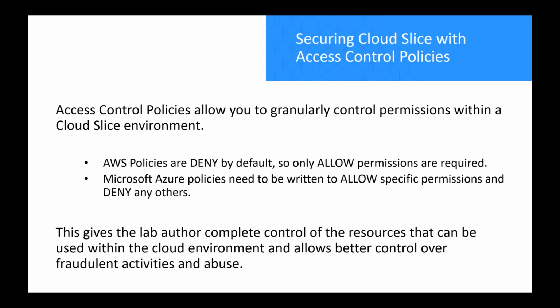So we have a feature called access control policies that we apply and that you have the ability to create custom to apply to your Cloud Slice labs to control permissions within that environment. Now, there is something that is fundamentally different about both AWS and Azure to keep in mind here. In AWS, everything is implicitly denied by default. So nobody has access to do anything unless you explicitly grant them the permission. So with AWS access control policies, you only have to allow them to do something.